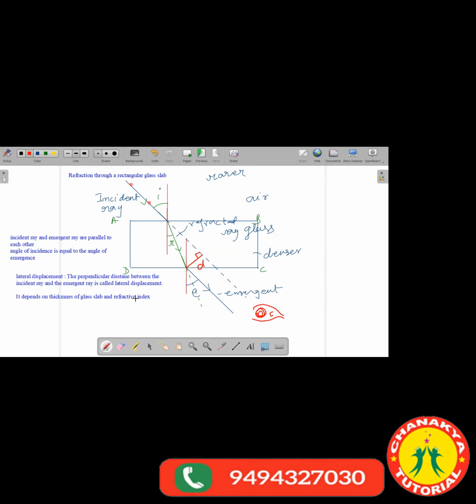Okay, so we'll continue with this refraction. In the refraction, we have the next topic, refraction through spherical lenses. Till then, anyone having any doubt?